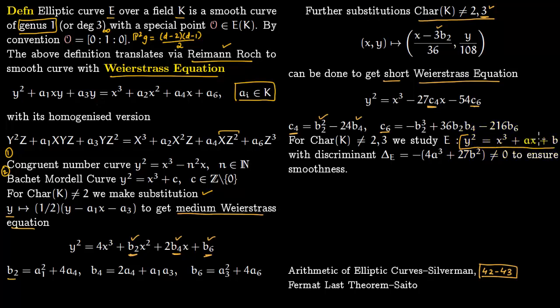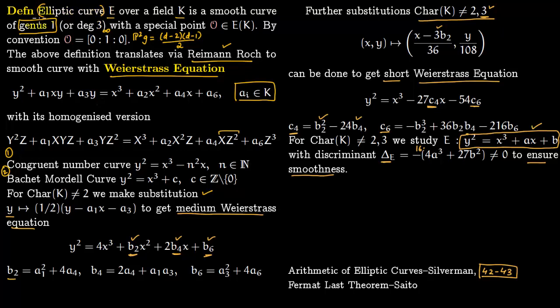y square is equal to x cube plus ax plus b. It looks simple, looks easy. Corresponding to this curve, there is a discriminant. So this is the discriminant of the curve. There is a 16 here, which is a constant. But if the discriminant of the curve is not 0, then it automatically ensures smoothness. So if you have a curve like this, you compute its discriminant, then it gives you smoothness, and you immediately know this is an elliptic curve.